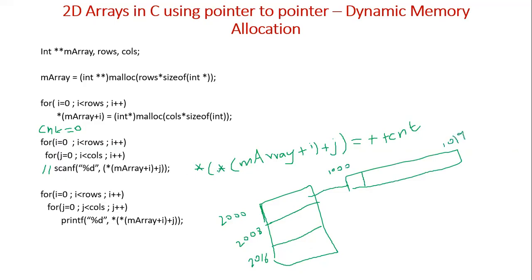Here we are using two stars. Why? Because m array is 2000. M array plus I, in the first iteration I is 0, so that is 2000. What is the value at 2000? 1000. The value at 2000 is 1000 plus j, and in the first iteration j is also 0. So 1000 plus 0 is 1000. But here we are using another star, because in this location we want the location, not the address. In this location this value should go, so this star is required.